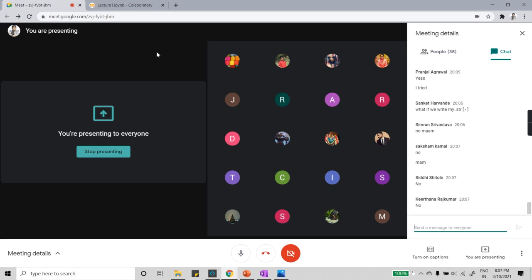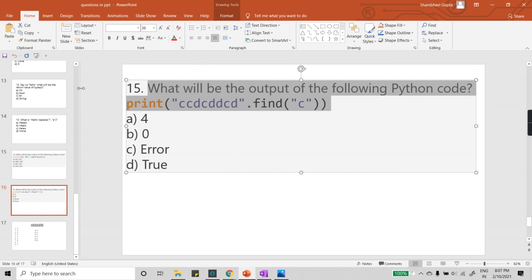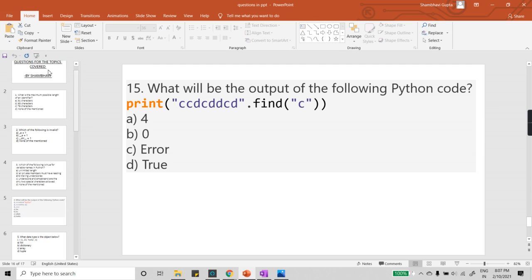So let's begin that quiz, and that quiz consists of data types, keywords and identifiers, types of operators, and it even has string slicing. These are the topics for that quiz. Fine. So hold on, let me go back.